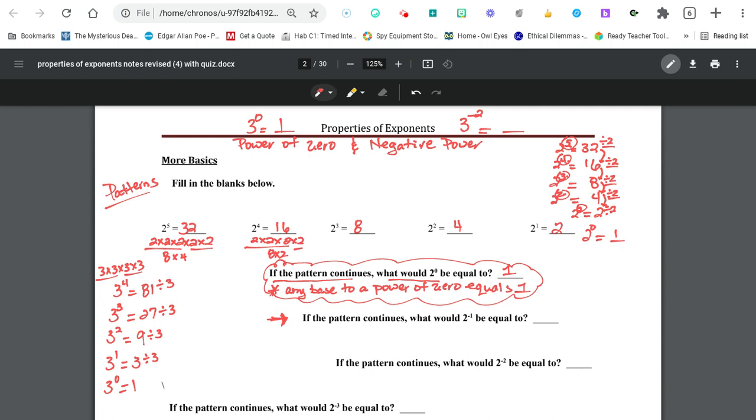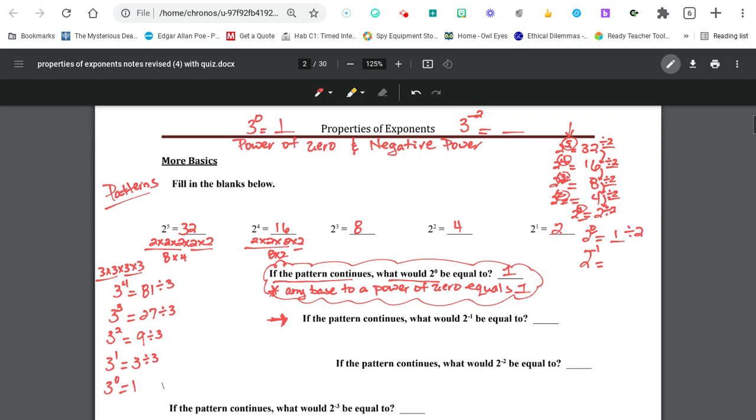Let's talk about what a negative power would give you, because everybody knows we start with an exponent of 5, and we go to 4, and then 3, and then 2, and then 1, and then 0. The next decrease would be 2 to the negative 1. 5, 4, 3, 2, 1, 0, negative 1, negative 2, and so forth, okay? All right, so if I continue the pattern, I'm going to divide 1 by 2.